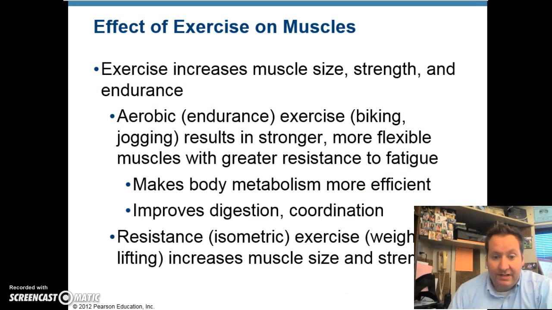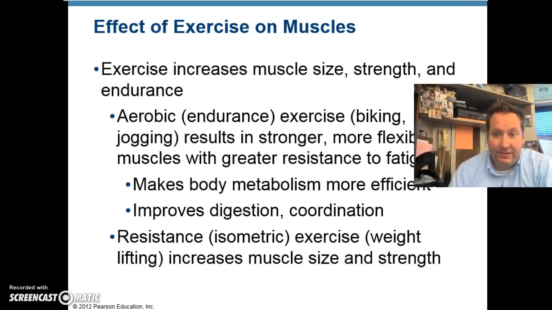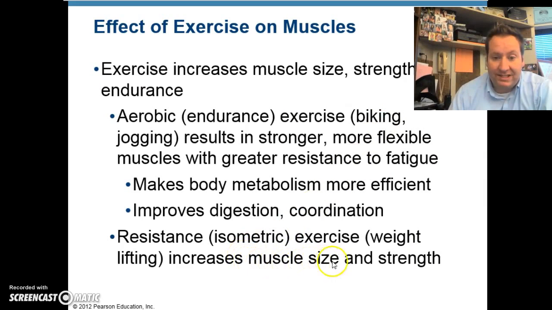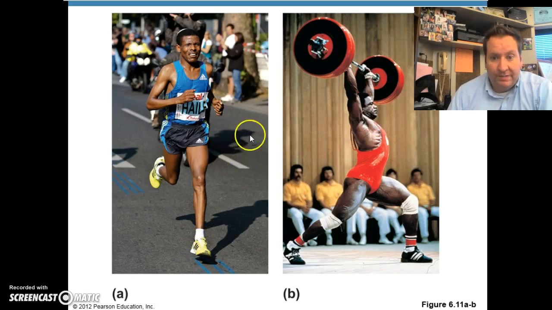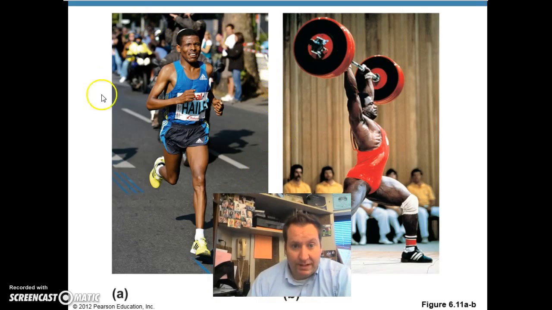The other thing that you have is isometric exercise. Isometric exercise is going to work on muscle size and strength. This is going to be like your lifting exercise, lifting weights, doing those different types of things. Those are your two different types of exercise you can do: aerobic and isometric training. These are examples of the two types of exercise depicted here. Here's your aerobic, and here's your isometric training.